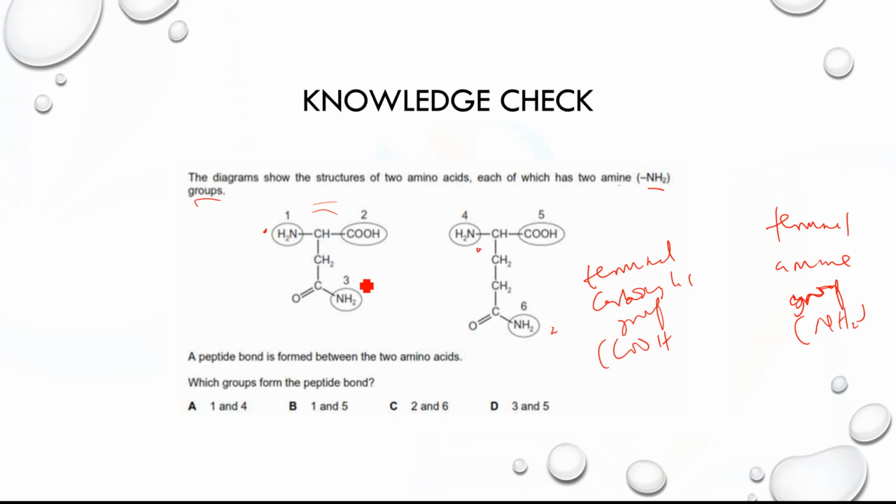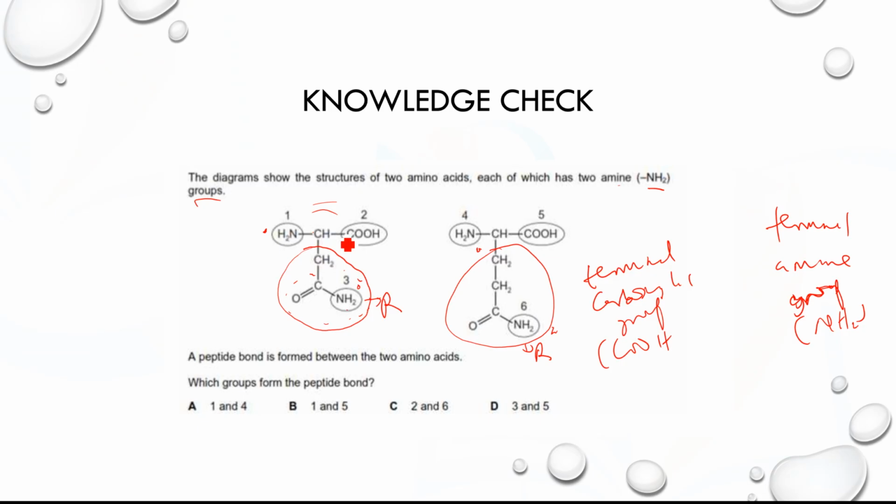So remember, this cannot be the terminal amine group. Why? Because it is not attached to the same carbon atom as the carboxylic group. As a matter of fact, this amine group is part of the R group. So from here to here is the R group. The R group of this amino acid is this. The same thing here. The R group of this amino acid is all these atoms, and this group here. That's the R group.